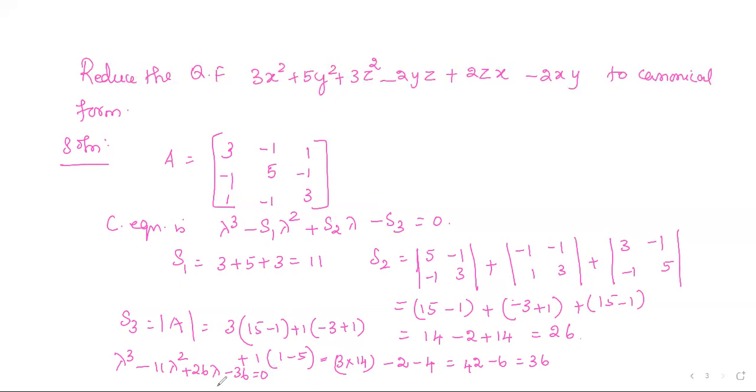equal to 0. Now using synthetic division, if you solve the characteristic equation, you are getting three different roots. So your lambda is equal to 2, 3, 6 as its eigenvalues. So solving the characteristic equation, you are getting the eigenvalues. Now next step, you have to find out the corresponding eigenvector for these three eigenvalues.